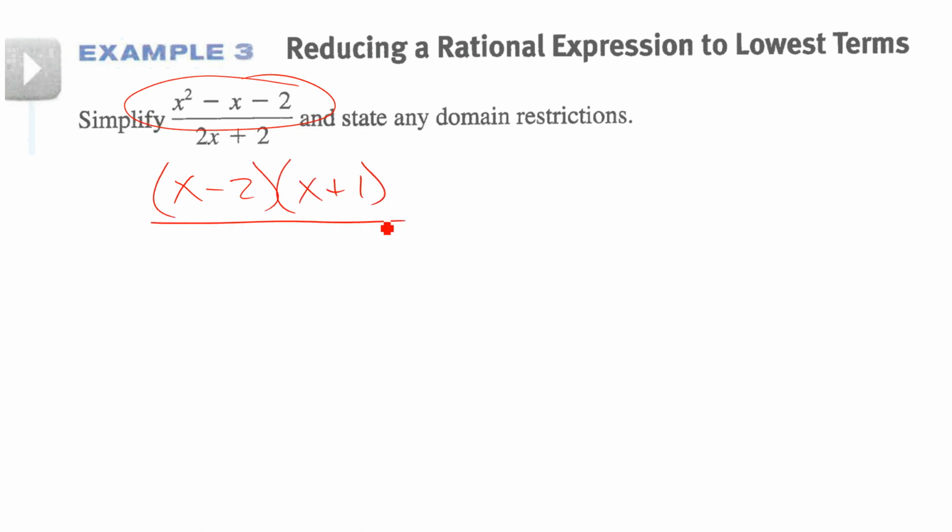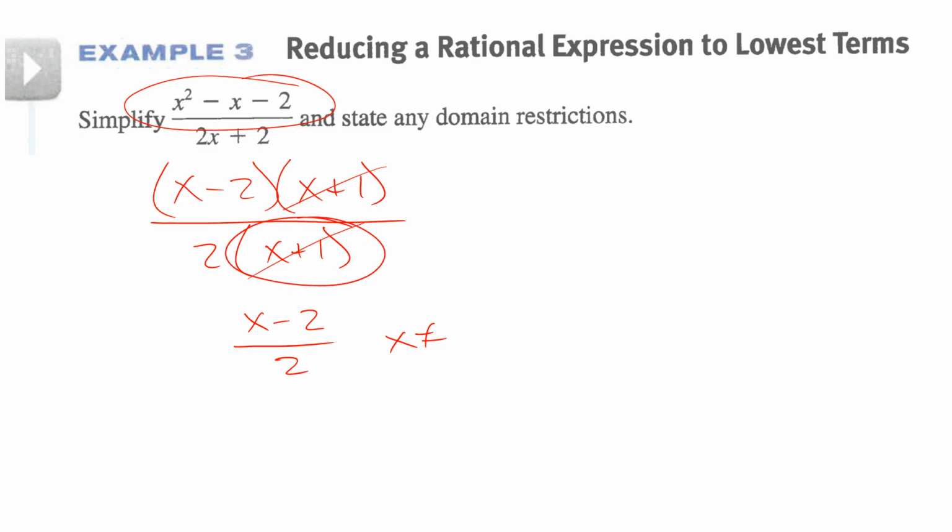And we can factor the denominator by pulling out a 2 and have an x plus 1. And so we would cancel these out. And so our final answer is x minus 2 over 2. But we do have a restriction. We would say x cannot equal, from right here, even though it cancels out, x still cannot equal -1.